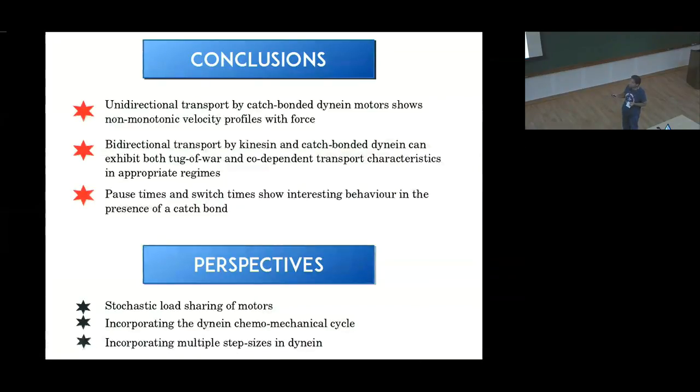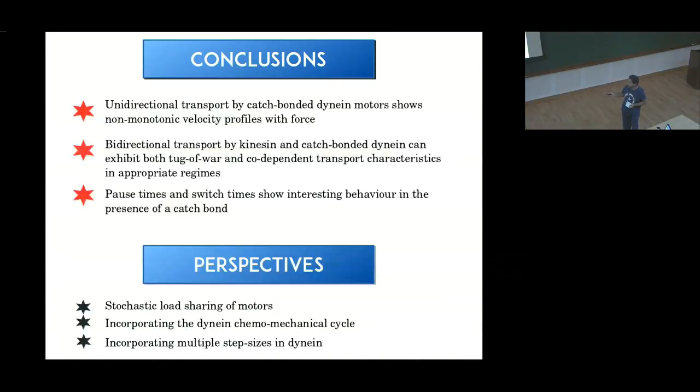What we have seen in the case of bidirectional transport is that it can exhibit both tug-of-war as well as codependent transport characteristics. Also, something I have not shown today is that I showed data on run length. You can also characterize the motion by pause time and switch time distributions, that is, how long the motor pauses before it moves and so on. Those also show very non-trivial behavior in the presence of this catch bond.